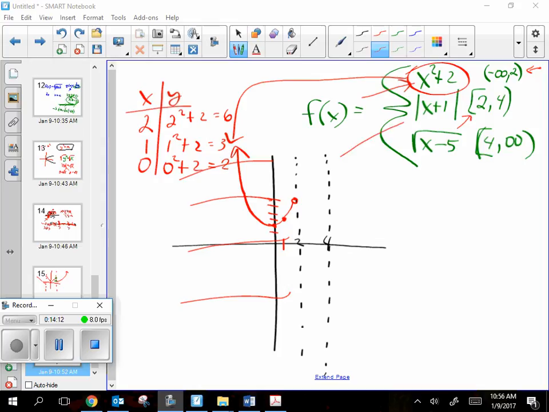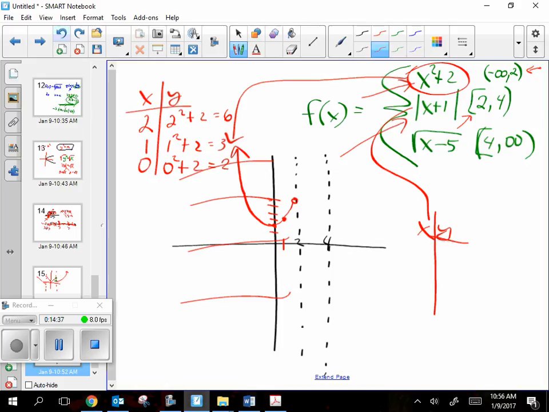Okay, next is this guy. It's an absolute value that's been shifted 1 to the left. It's like this shifted 1 to the left, which is kind of like that. So exactly where should they go? Again, the XY chart comes in to save the day. X, Y. I can stick in anything between 2 and 4.